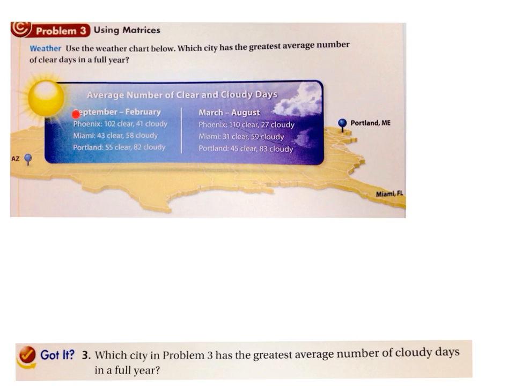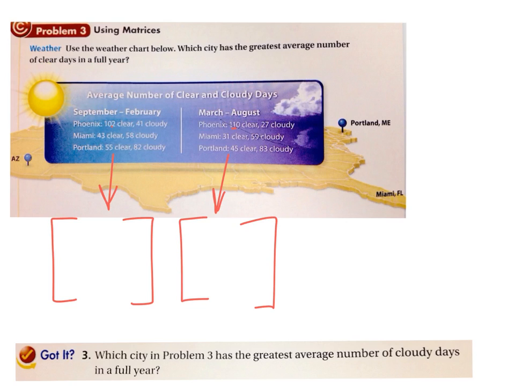So what they want you to do is take this average and add it together. You could just add them, and just add 102 and then 110 and then add them all. But the matrices kind of keep it organized. So if I organize that into a matrix and then that into a matrix and add them together, I'll be able to see. So we're going to do 102, 41, and then 43, 58.